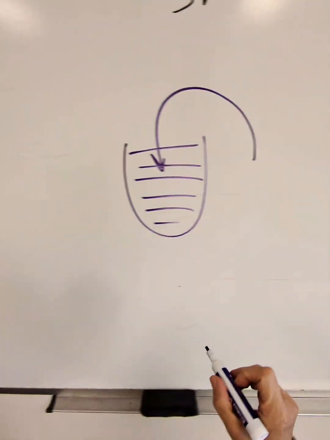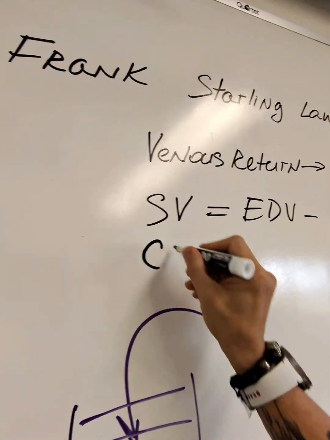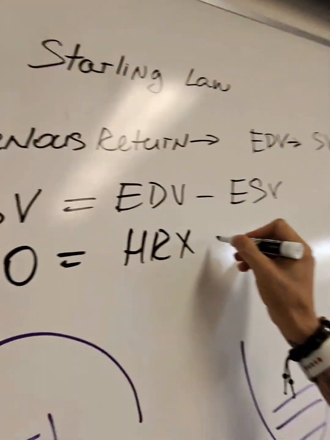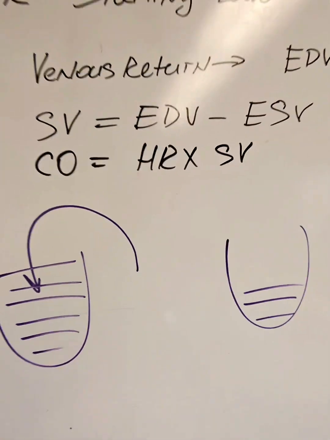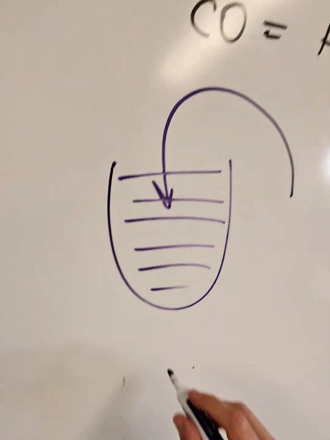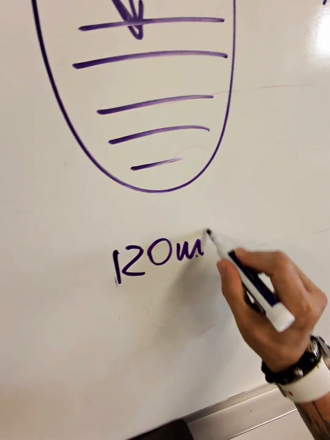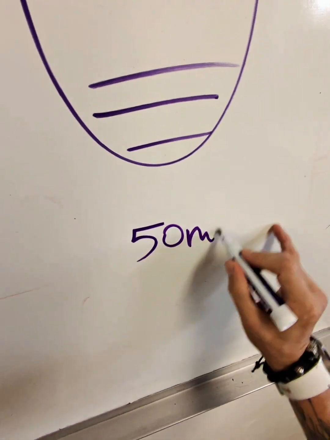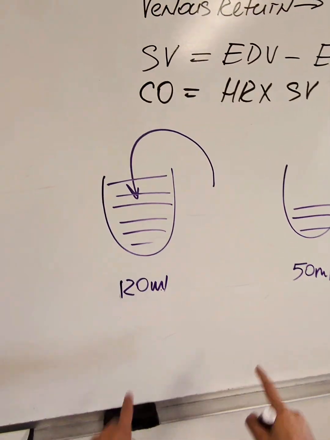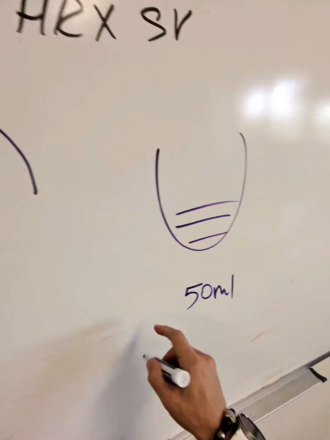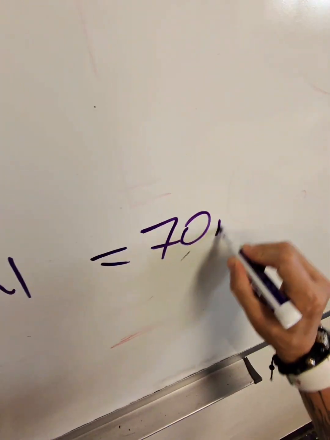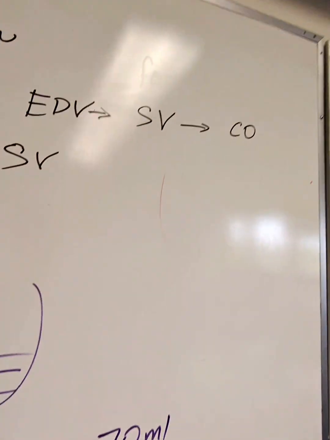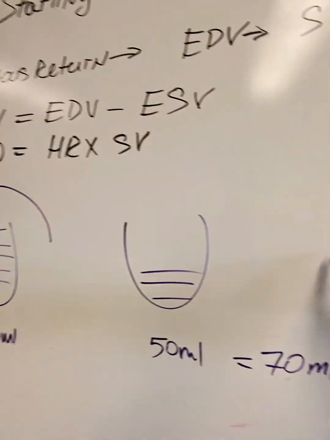What is cardiac output? Cardiac output equals heart rate multiplied by stroke volume. Preload, let's say there's 120 milliliters of blood. Afterload, the leftovers, let's say there's 50 milliliters of blood. 120 minus 50 will equal approximately 70 milliliters. I said approximately because these numbers can vary. So your stroke volume is 70 milliliters.